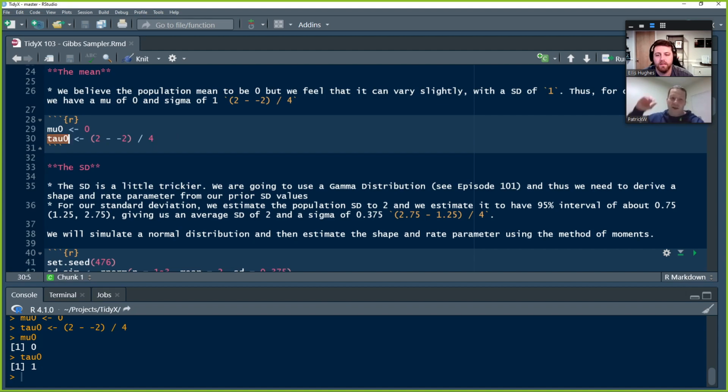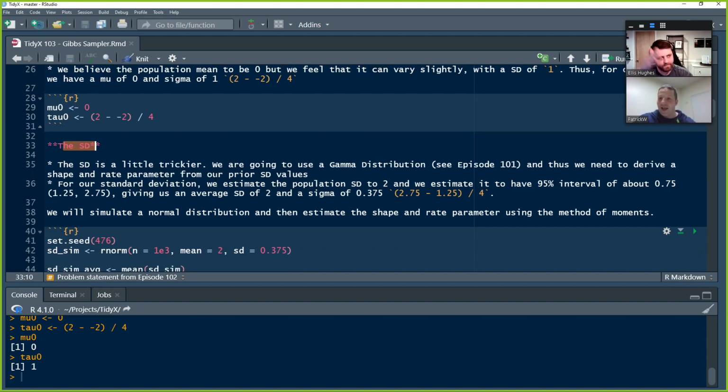Now the standard deviation. This is a little bit trickier, and that's why we fixed it in our discussion last week. That's why we made that the assumed variable in the normal conjugate, which is what most people do. The standard deviation is tricky because standard deviations aren't normal, right? They don't go below 0. They go from 0 to infinity. So we're going to need to use a distribution that is bounded at 0. And we're going to choose to use the gamma distribution because we've already discussed it in episode 101.